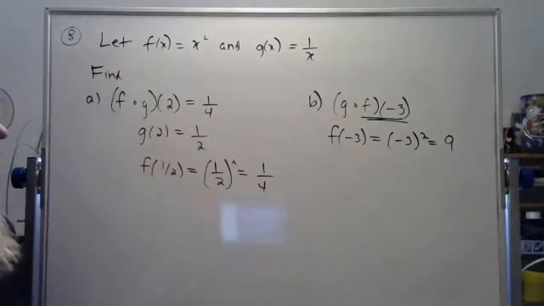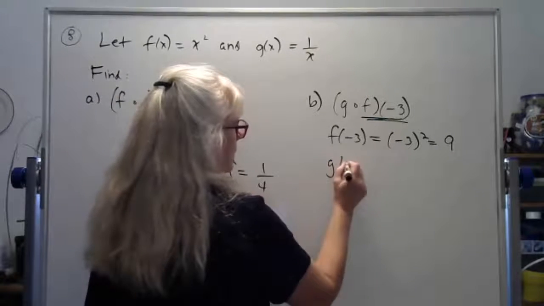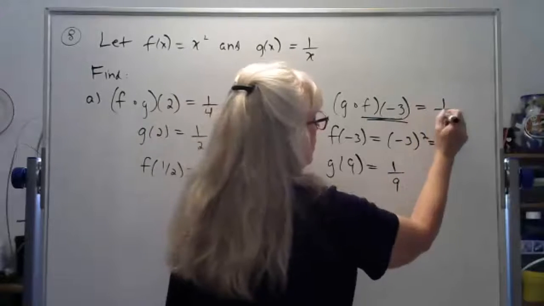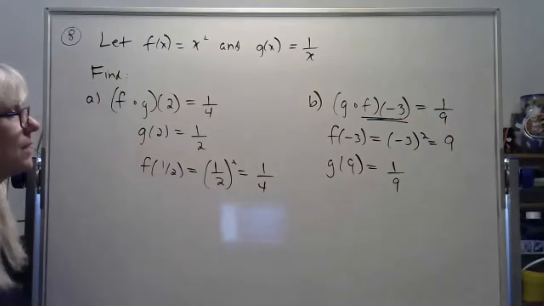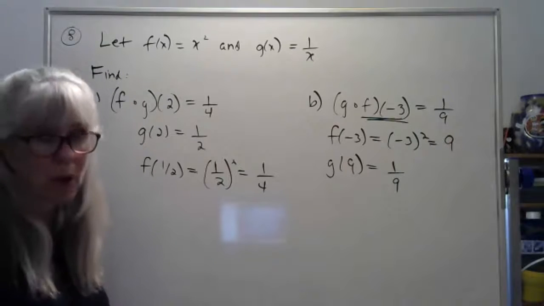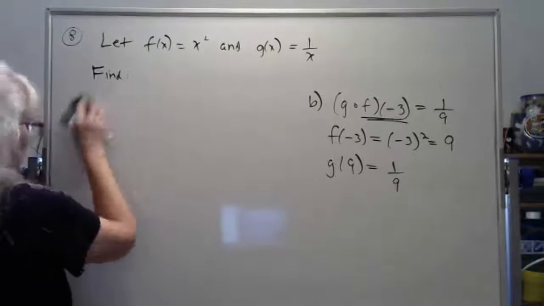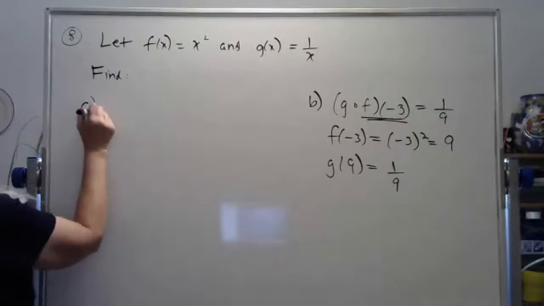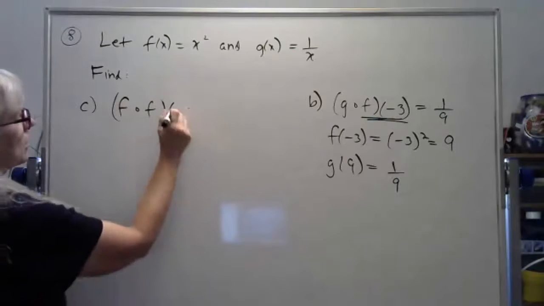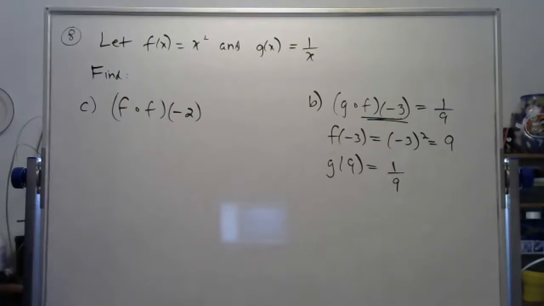And then what do I do with that 9? Plug it into g of x. Yep. So then we're going to go find g of 9, which would be 1 over 9, which is our final answer. 1 over 9. So, nice. Very nice job. And then again, because I cannot pick and choose parts of a problem, I have to pick the whole problem. So part C, let's go find f compose f of, I don't know, let's do -2. So f compose f of -2.